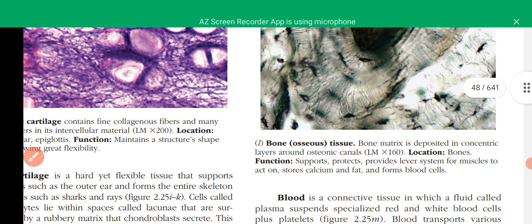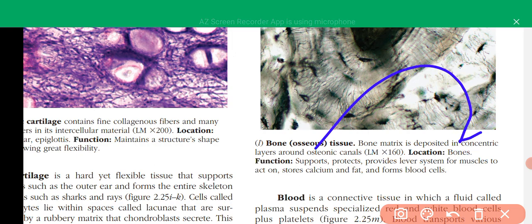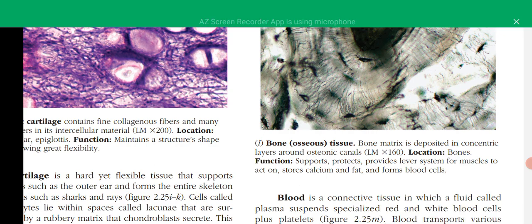And there are our bony tissues, also called osseous tissues, deposited with various chemicals like calcium phosphate and calcium carbonate. The location is that osseous tissue is found in bone, and its function is to support and protect, and provide a lever system. With the help of muscles we move substances, and we move our joints, and we actually perform various types of movements.